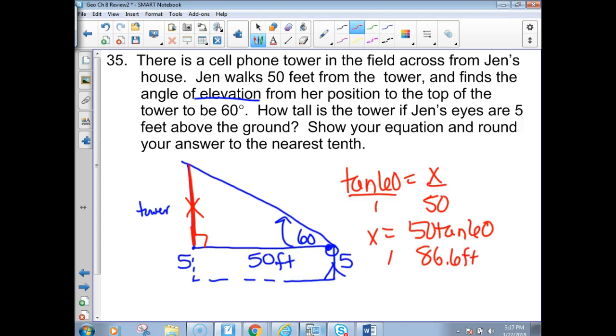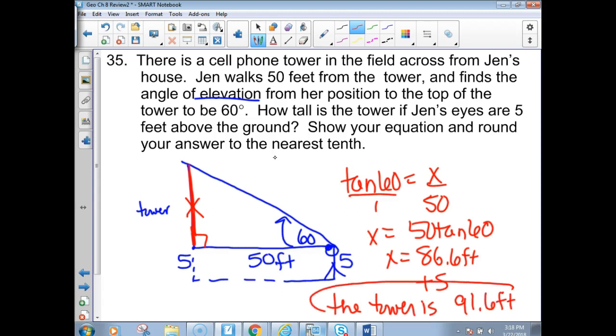But that's not the answer because X isn't the full length of the tower. So we add on 5 and we say the tower is 91.6 feet. And it had to go to the nearest tenth. So that's it.